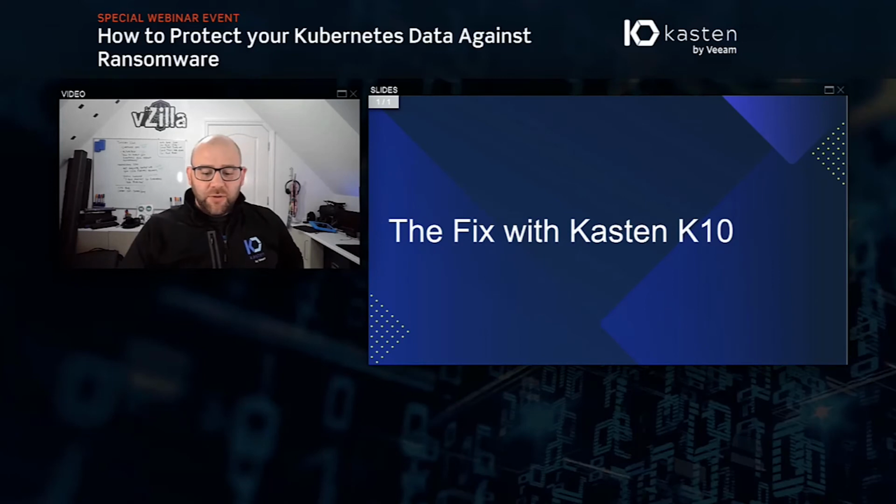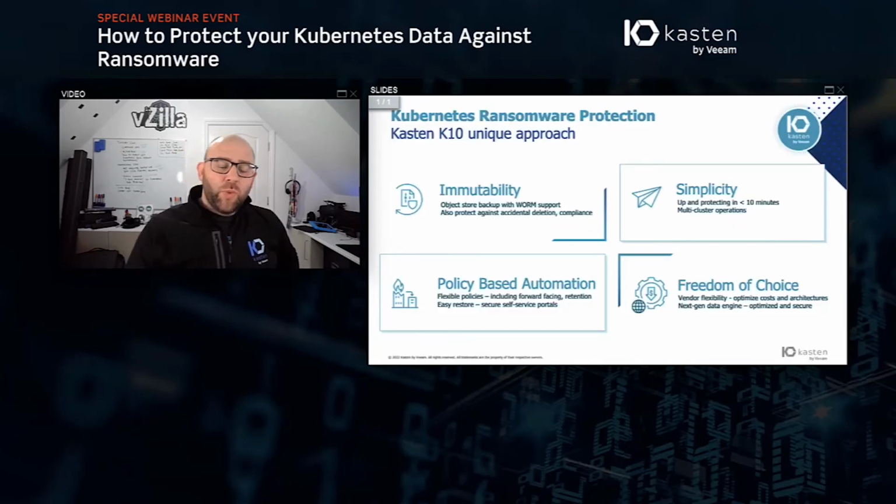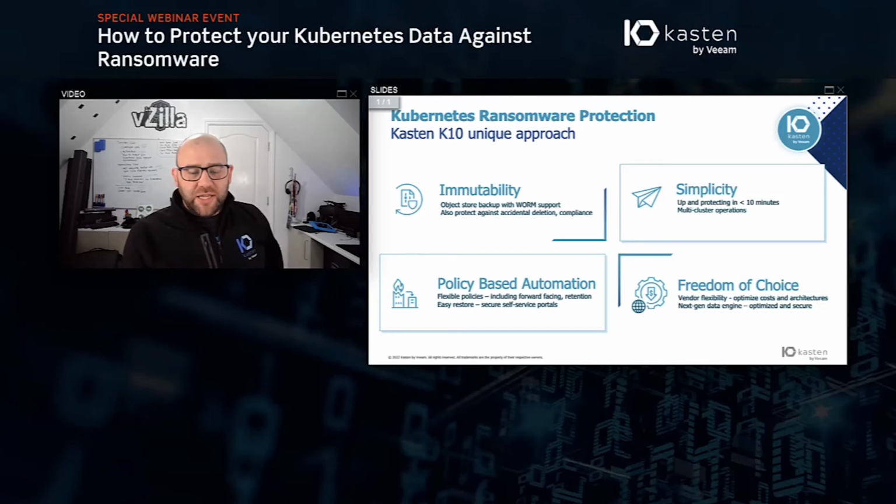So now we want to get into how does K10 uniquely approach this? So one is immutability, and I'm going to show you what that looks like shortly. One is also simplicity. I'm going to show that in the demo as well, how easy it is to just adopt and make it possible to use immutable object storage. Using policy-based automation, how do we incorporate so we don't have those policy gaps that I first mentioned, whilst also having the freedom of choice, so we're not locked into using particular storage or Kubernetes platforms.